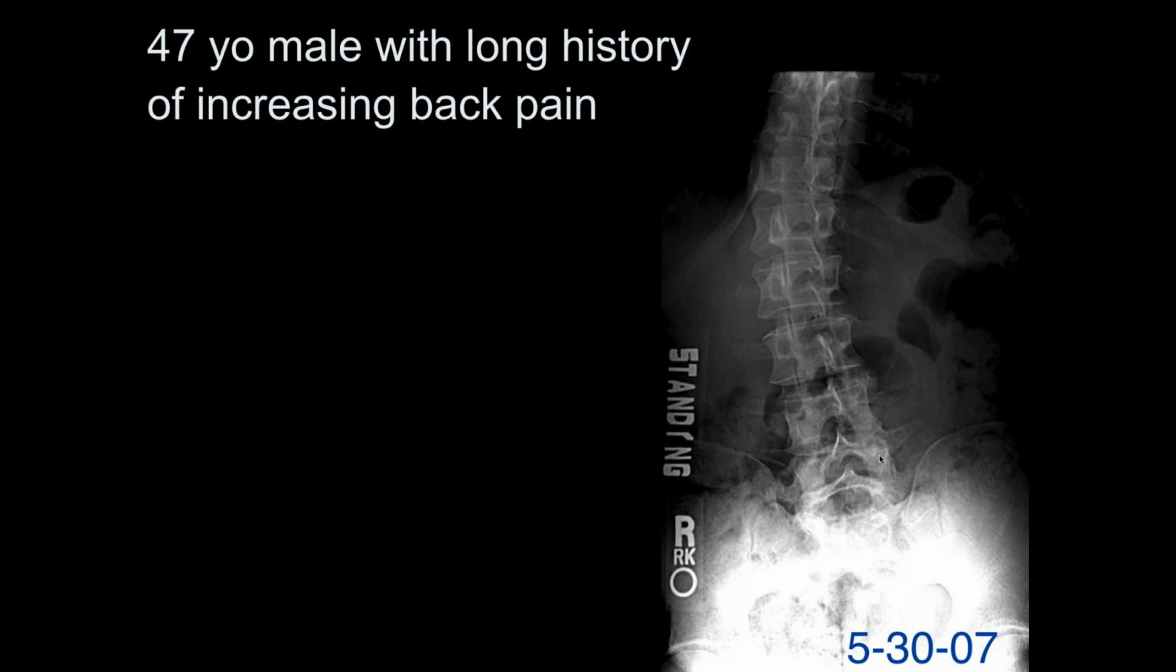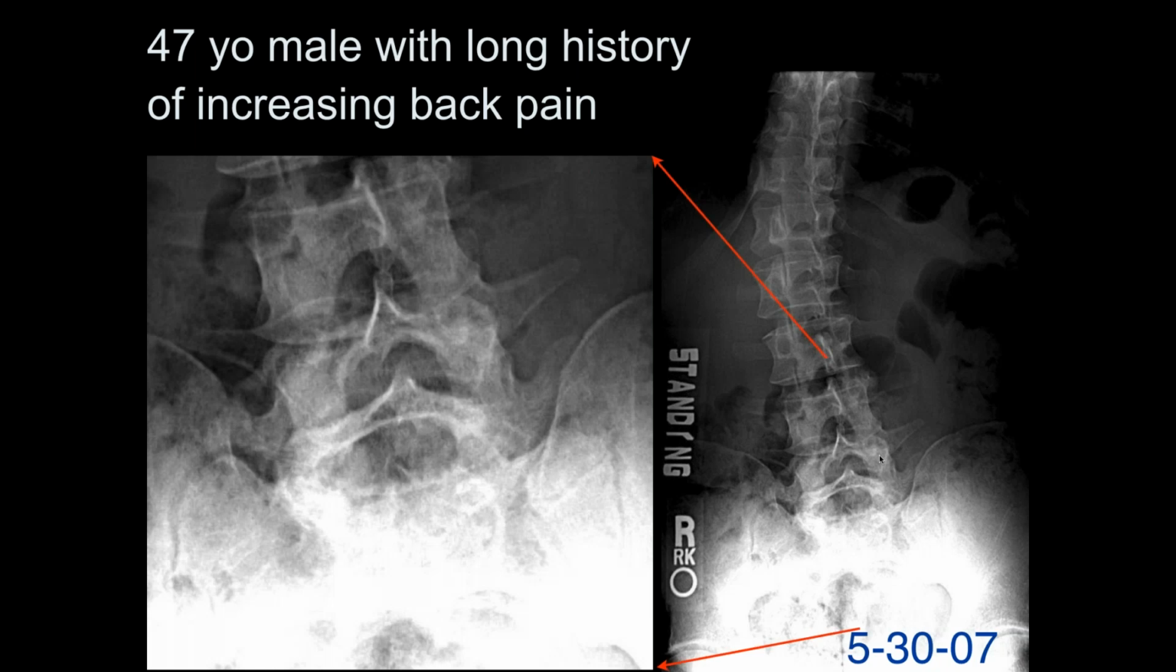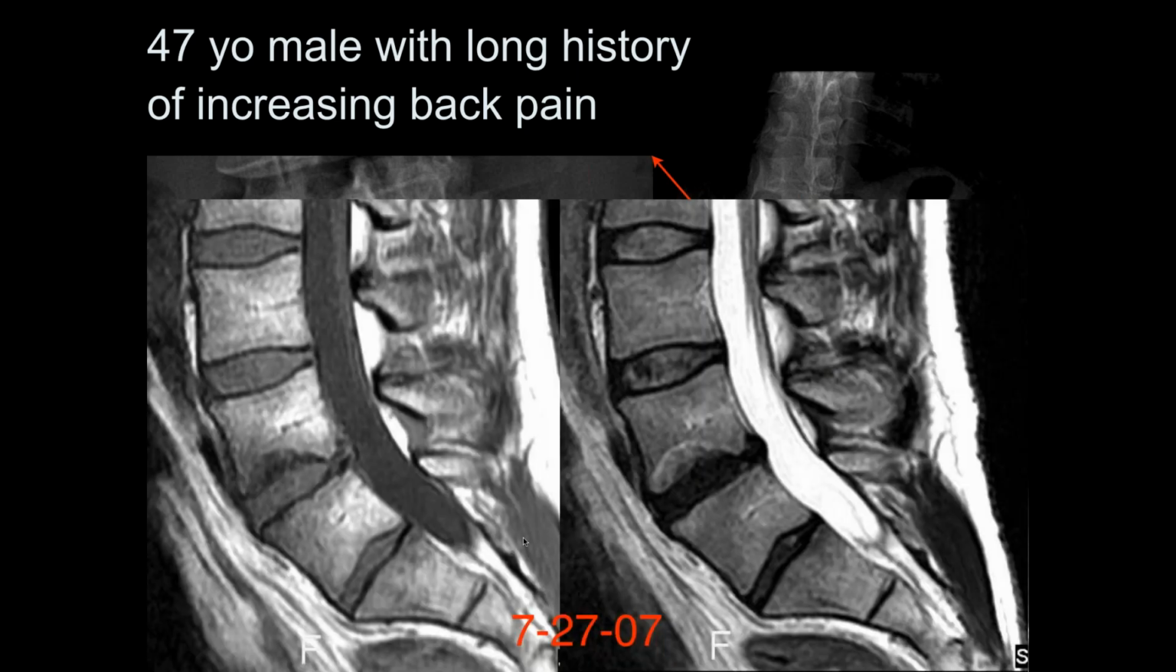Okay, 47-year-old male with long history of increasing back pain. So I see some dextrocurvature of the lower lumbar spine. Blow it up. Yeah, I think maybe there's sacralization of the L5 on the left. Oh yeah, I see it now. Yeah, it looks like there's an articulation there between the sacrum and the L5 transverse process.